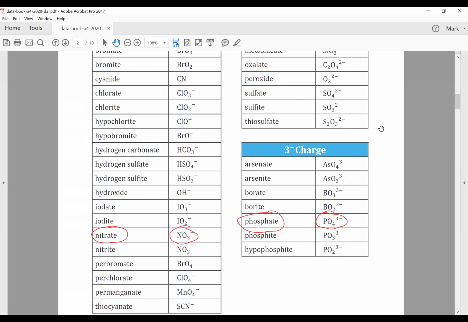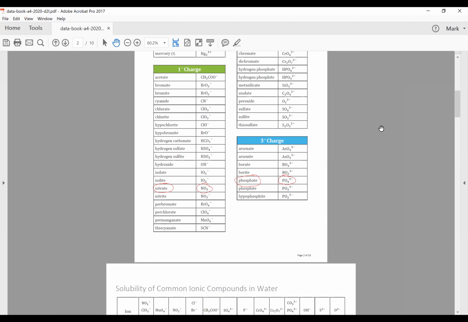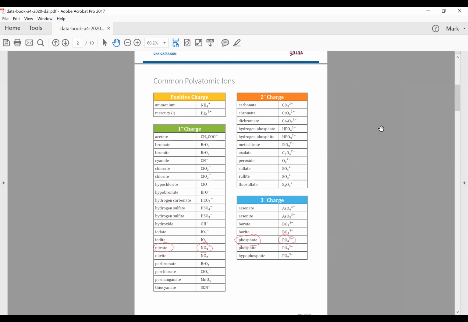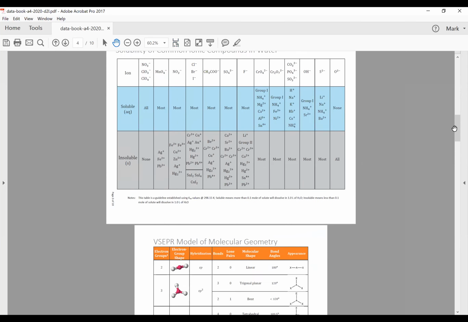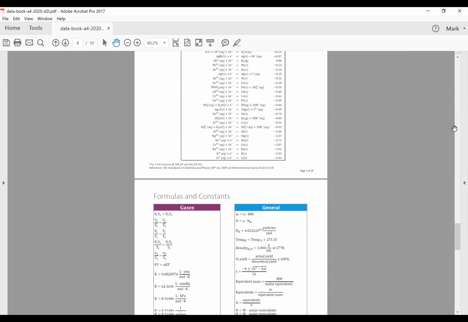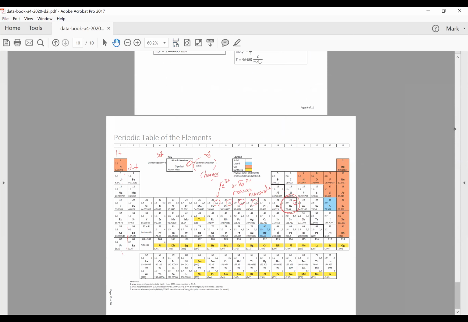You'll notice that nowhere on this slide is the word oxide. There is peroxide, but that's not the same thing. So nowhere on this polyatomic ion list is oxide. Again, there is peroxide, but that's not the same thing. So that means if it's not here, oxide must refer to the chemical oxygen on my data booklet.